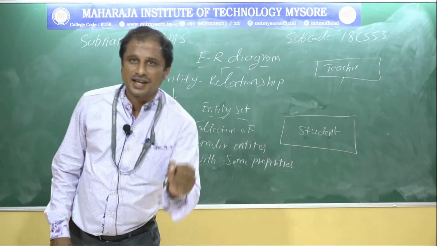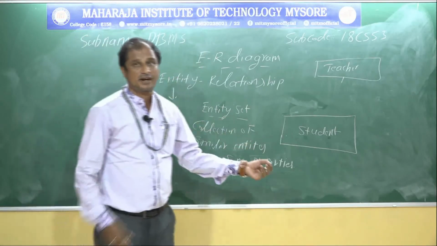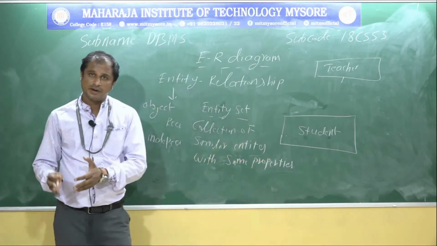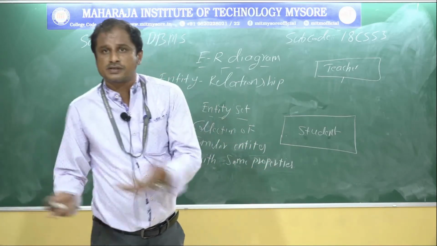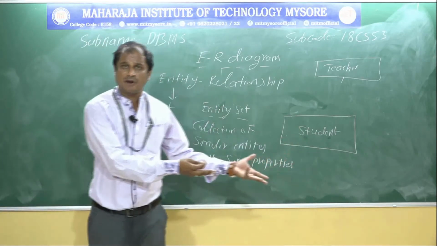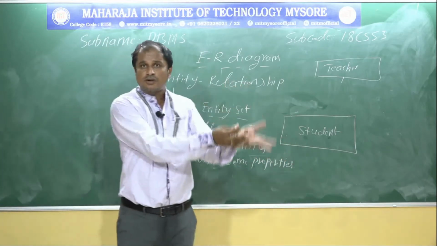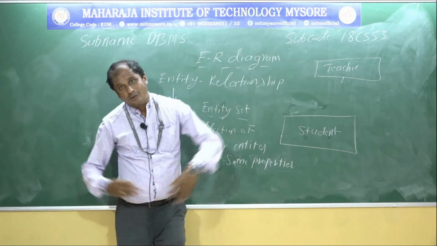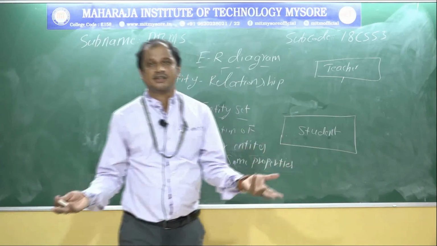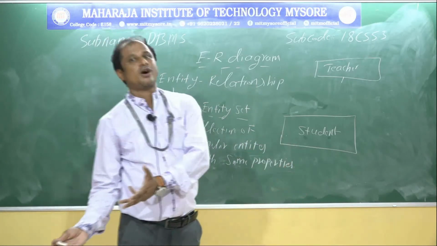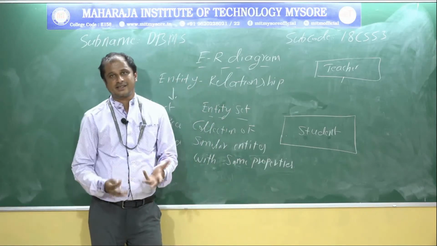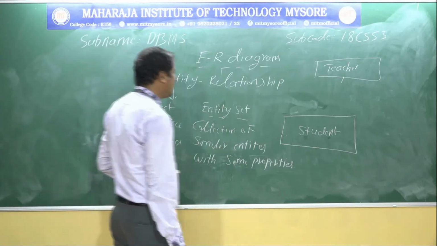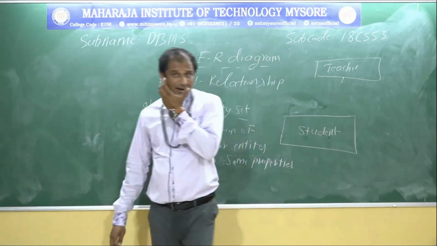If I go to a company, there is an HR department and an accounts department. You work in the accounts department, you are an employee. If I work for the HR department, I am also an employee, right? Both are employees with the same properties. The working culture is different: they do HR managing jobs, they do accounts jobs. But they are employees. So this is called an entity set.